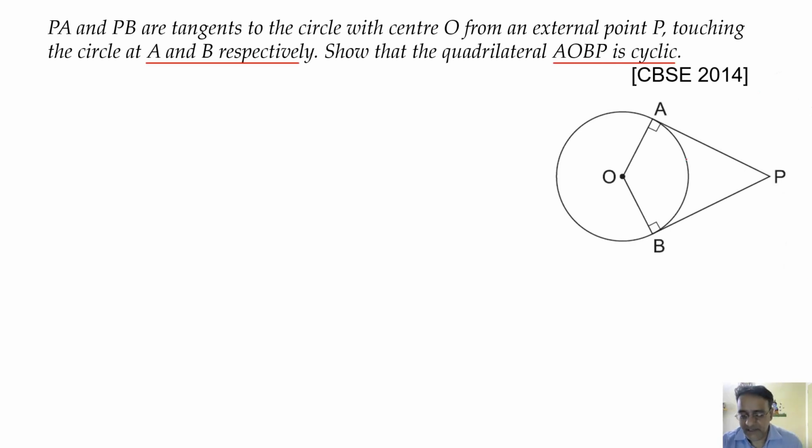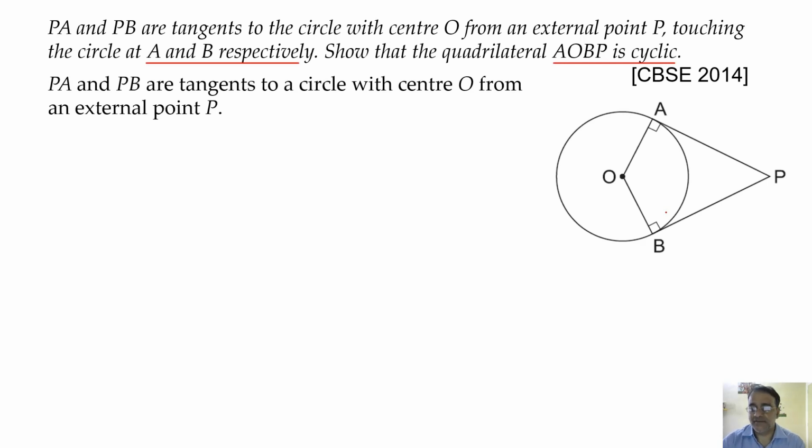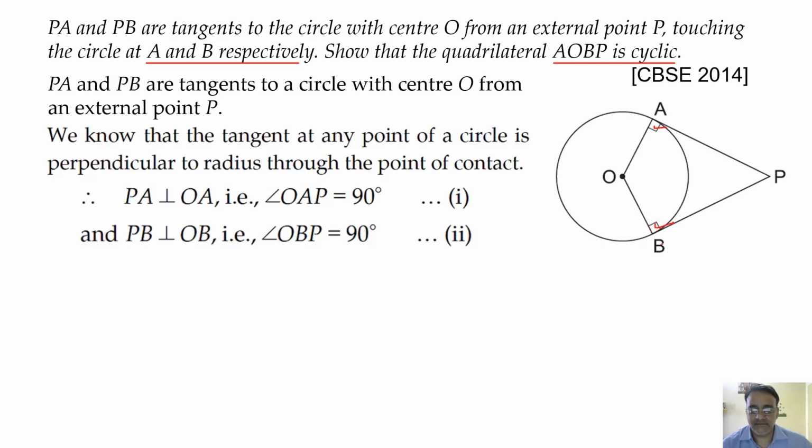PA and PB are the two tangents to a circle with center O from an external point, and we know that the tangent is perpendicular to the radius through the point of contact. So these two are 90 degrees. Right? Any doubt in these two? Okay. Now what is the sum of all the angles of this quadrilateral? 360 degrees, by the angle sum property of a quadrilateral.